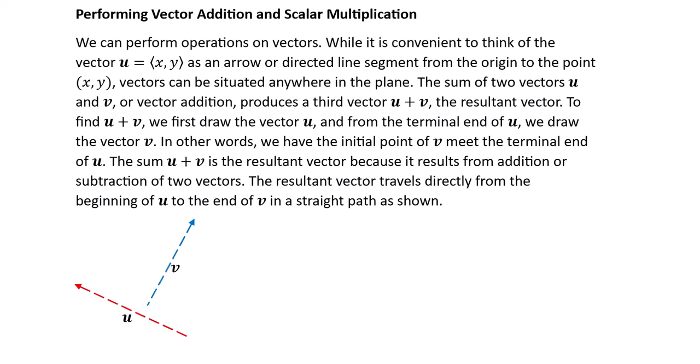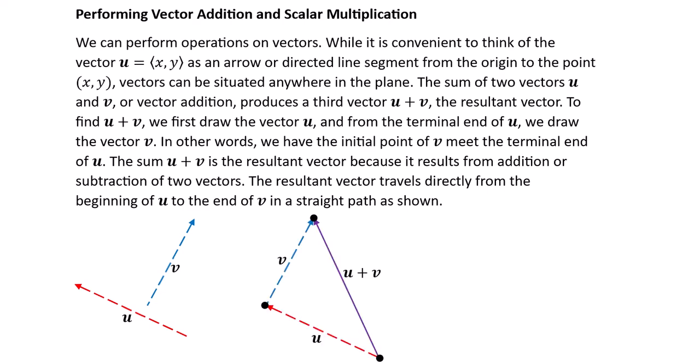To find u plus v, we first draw the vector u, and from the terminal end of u, we start to draw vector v. In other words, we have the initial point of v meet the terminal end of u. The sum u plus v is the resultant vector because it results from addition of two vectors. The resultant vector travels directly from the beginning of u to the end of v in a straight path as shown.